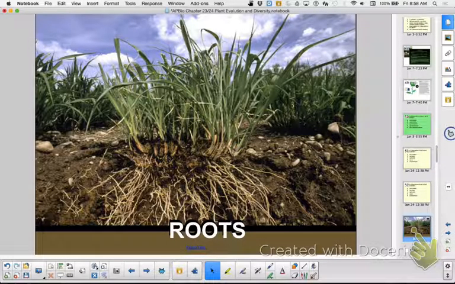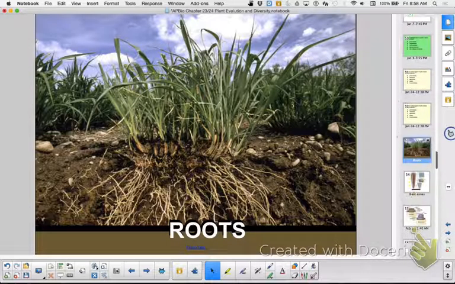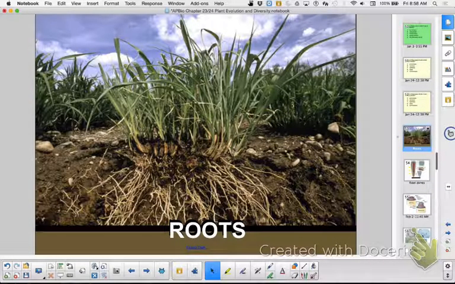So starting with roots, the purpose of a root is to anchor, support, and absorb water and minerals. It also produces hormones and can store carbohydrates. Anchors, supports, absorbs water and minerals. It can produce hormones and it stores carbohydrates. And the size of the root, the same amount that's above ground is probably what's below ground.